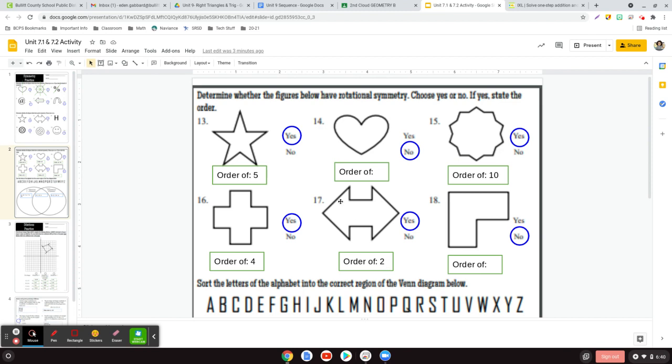And I thought that this one would be a no originally, but then if you think about it, if this is our starting top side, if we turn it 180 degrees, it's going to be at the bottom and going to look the same. So I was incorrect on that one. This one is a yes, and it's an order of 2, and 18 is a no.